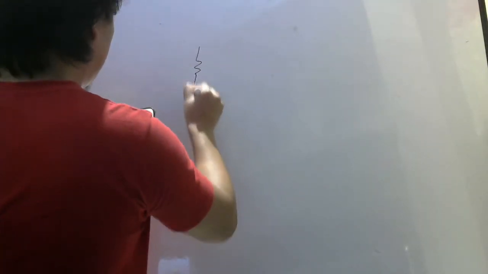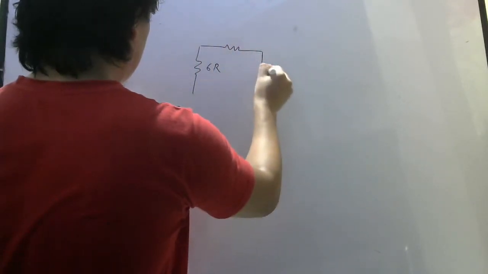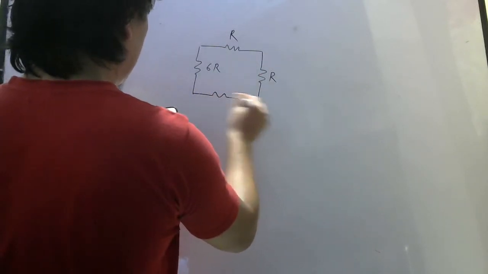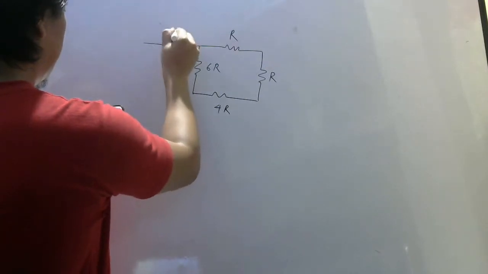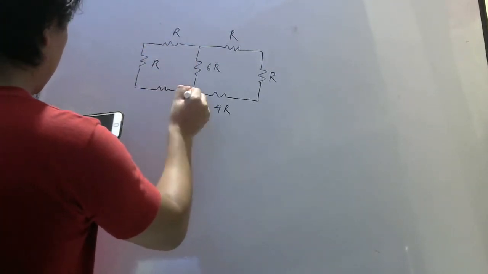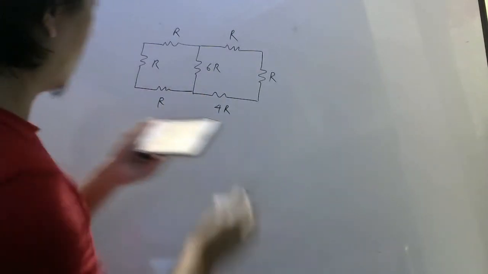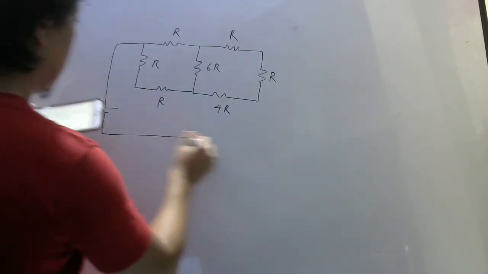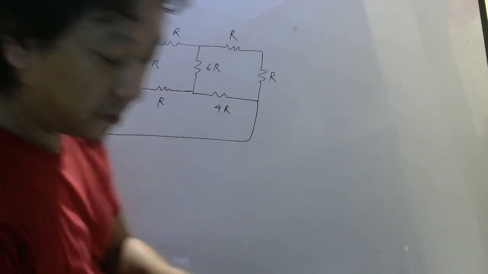So here is a resistor 6R, here is R, here is R, here is 4R, then here is R, here is also R, and here is also R. Okay, and the battery is connected here like this. Fine. So you can clearly see it is a Wheatstone bridge network.